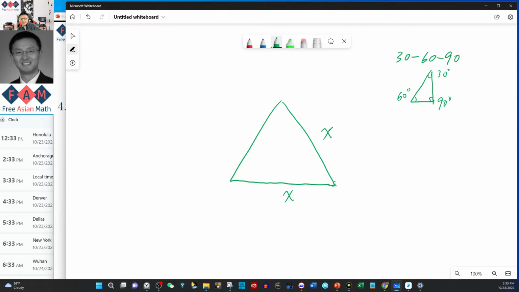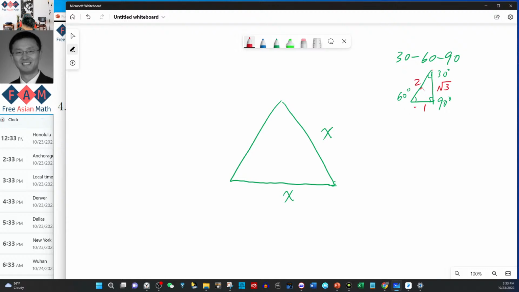And why is this triangle special? Because we know the three sides are in the proportion 1, square root of 3, and 2. Here the hypotenuse is twice the shorter side, which faces the 30-degree angle.